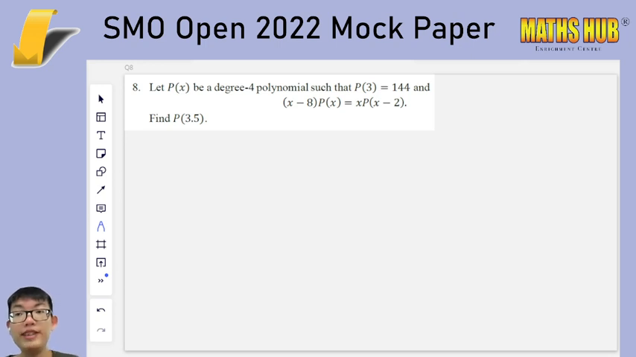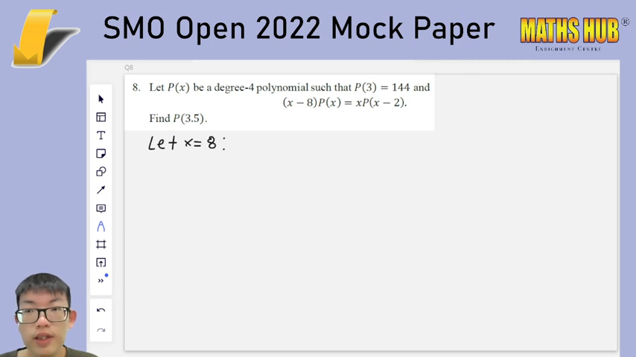Now, instead, what we can do is to say, I only need to find out what are the roots of my polynomial. And if I find out what are the roots of my polynomial, then I would know what it is, because this is a degree 4 polynomial. So let's put in something like x equals 8. And you put in x equals 8, well, you get 0 equals 8 P of 6. So P of 6 is 0.